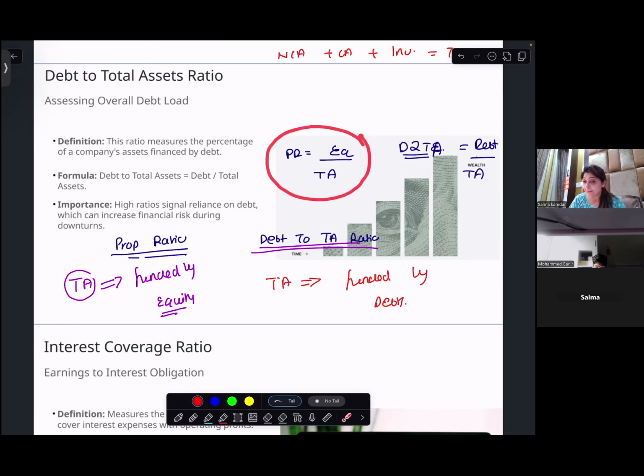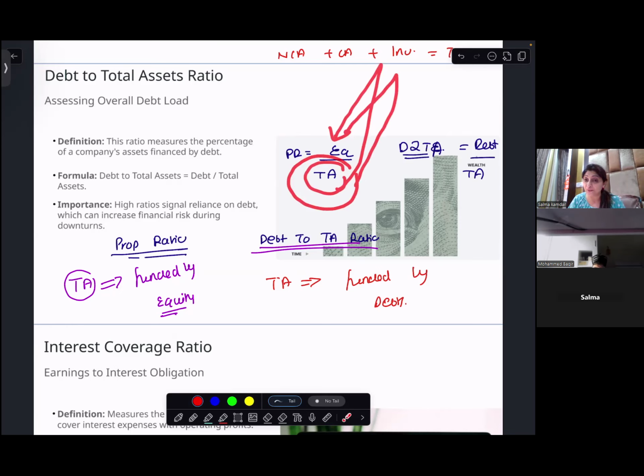If you have a good proprietary ratio, that means a higher percentage of your total assets is funded by your equity. A higher amount of your total assets is bought with your own money. That means a good amount of financial independence and less risk.